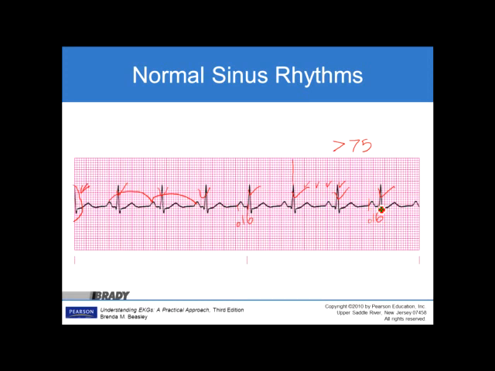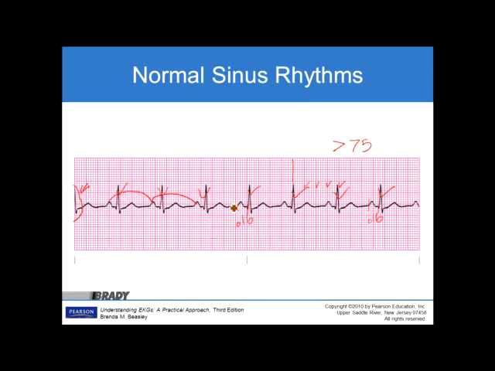The next question that we should ask is, are the P waves present, and are they PURU? Are they present, upright, round, and uniform? And all of them look like they're coming from about the same side. So each one of these is PURU. The PR interval is less than 0.20.